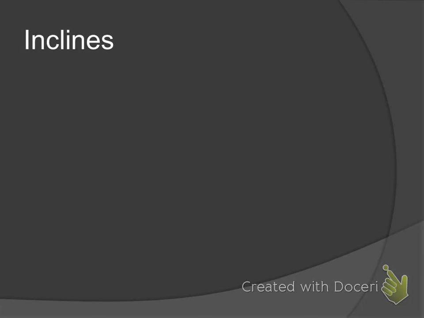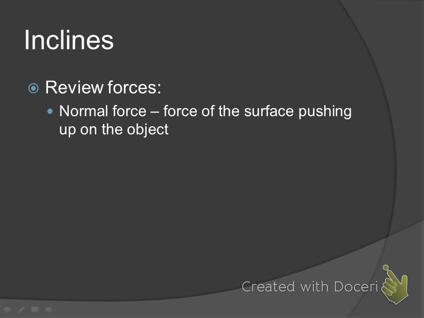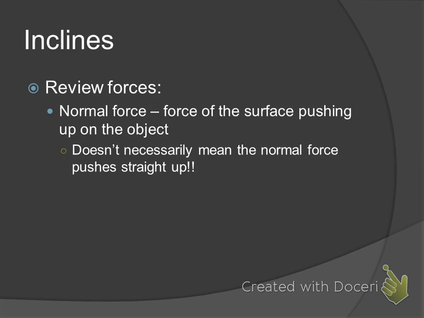Talk about objects on an incline today. So to do that first, I want to review a couple of our forces that we've talked about, because we've started to make assumptions about our forces that we need to readjust a little bit. Okay, the normal force is the force of the surface pushing up on the object. So most of the time, what direction does that go? Straight up, right? But it doesn't necessarily mean that the normal force always points in the exact vertical direction, right?